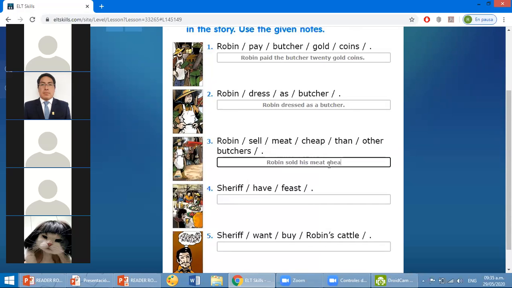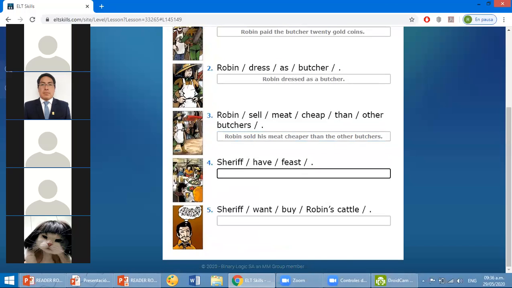Cheaper, remember the price, not cheap, cheaper than the other butchers, okay. Period. Remember, if you don't put a period, the platform says incorrect, and then you say, teacher, teacher. Period, okay, it's important. Period, capital letter. Now, the same, this is in past tense, okay.